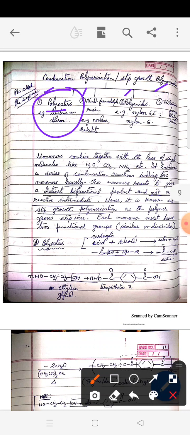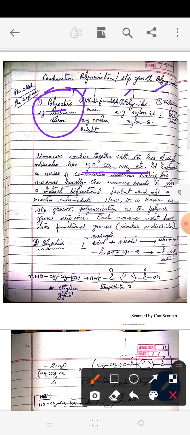Ester, poly means many. There will be too many ester groups. And now what is the definition of condensation reaction? When monomers combine together with the loss of simple molecules like water, carbon dioxide, ammonia, etc., it involves a series of condensation reactions involving two monomers.